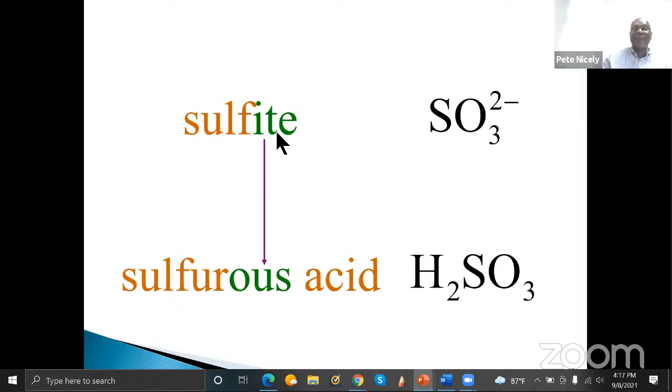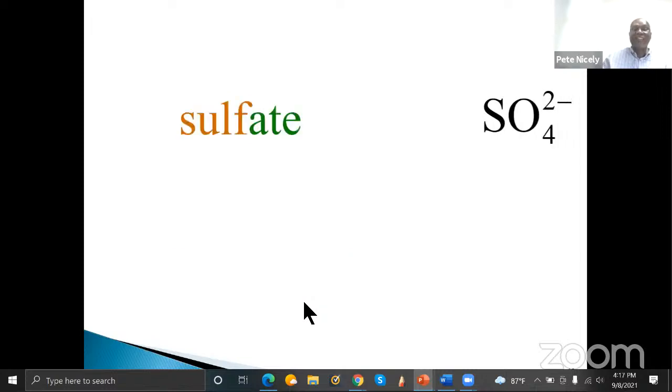So you go from sulfite to sulfurous acid, all right? And that is basically how we name the acids. Replace the ITE ending with the OUS ending of the acid. Okay, here is another example.